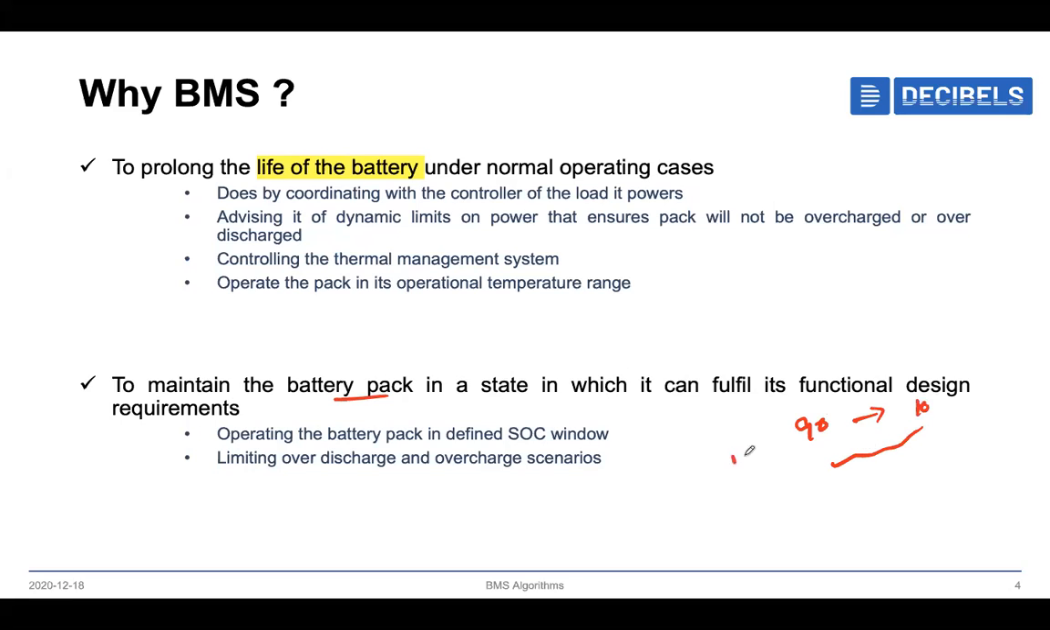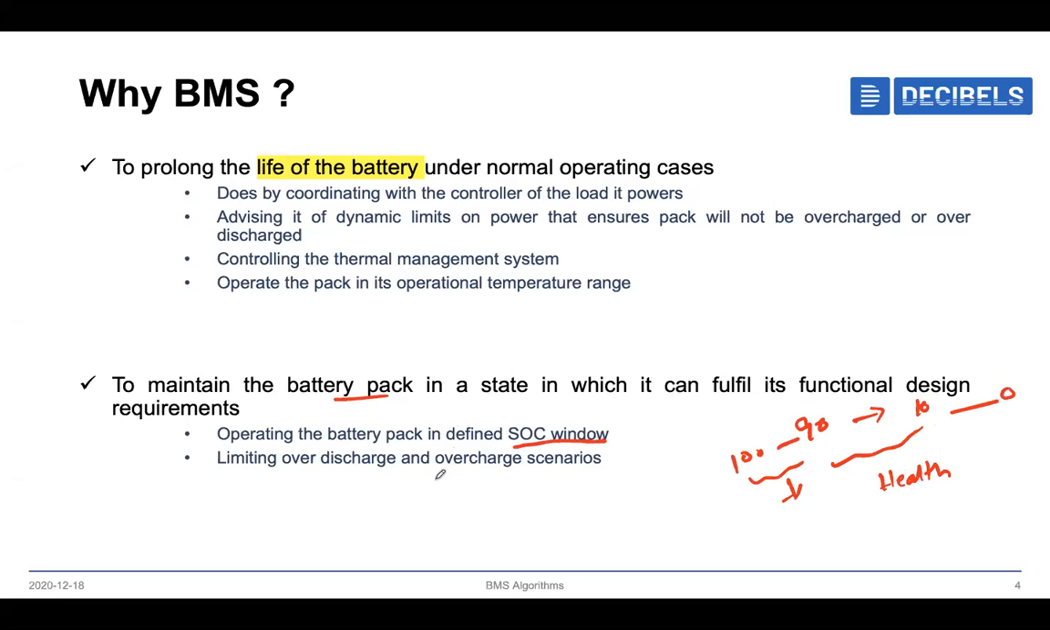So what will happen if it goes between 100 to 90 and 10 to 0 percent? Nothing will happen to the battery pack, but the health or life of the battery pack will decrease, because in this region we'll have more polarization developed in the cell, which means more resistance will be developed in the cell. So that's the reason we have to make sure that the battery pack is operated in the defined SOC window, and limit over discharge and overcharge scenarios.